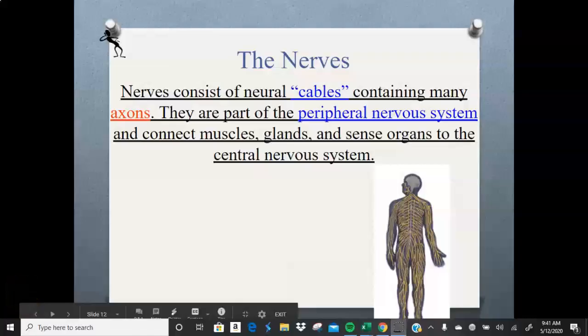We're going to go on and talk about nerves. I mentioned this earlier in another slide when we were talking about, I think, axons. But basically, nerves consist of neural cables containing many axons. They are part of what we call the peripheral nervous system, and they connect muscles, glands, and sense organs to the central nervous system.